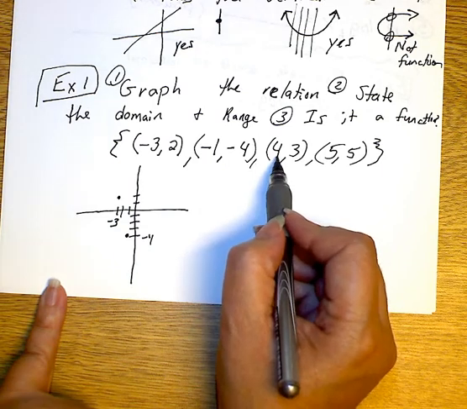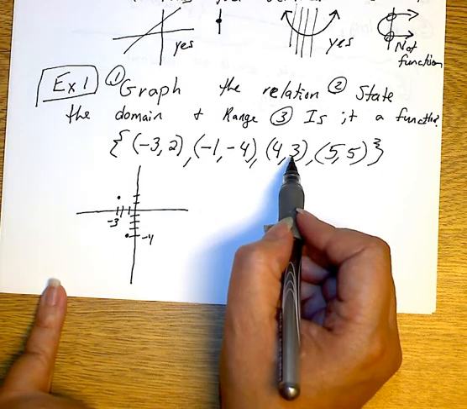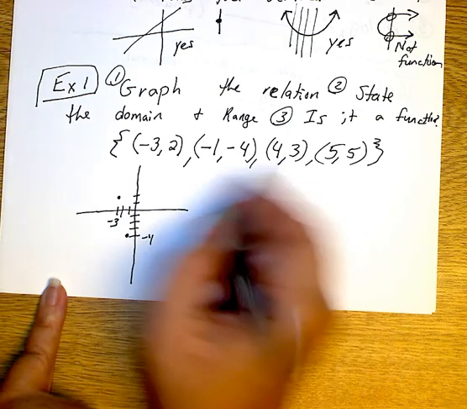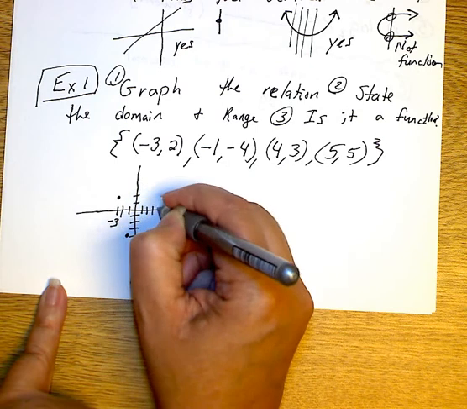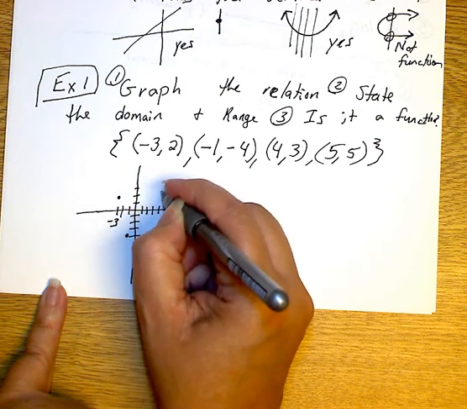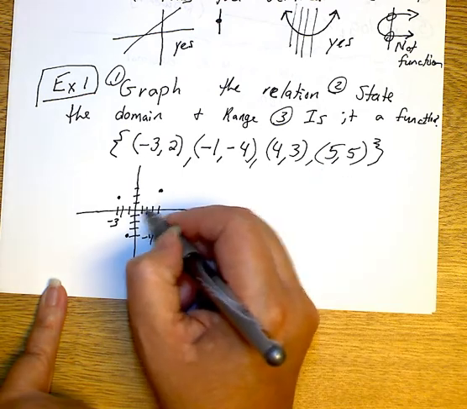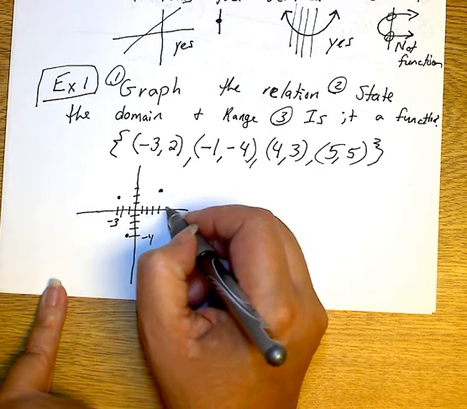So I'm going to go right 4 and up 3. And the last one, 5, 5. 1, 2, 3, 1, 2, 3, 4, 5.